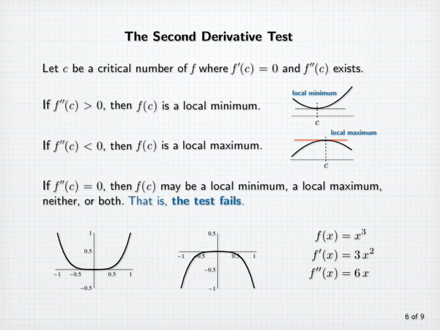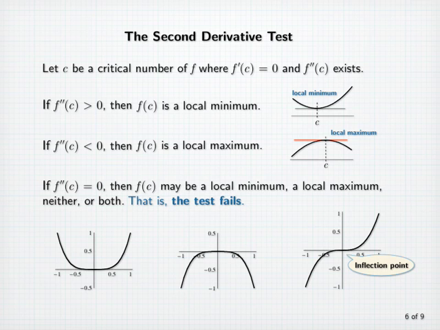If f of x equals x cubed, then f' of 0 equals 0, and f" of 0 is also 0, but in this case, f of 0 is neither a local maximum nor a local minimum. Notice that the graph is concave down to the left and concave up to the right, so (0, 0) is an inflection point. For an example where f of C is both a local maximum and a local minimum, we only need to consider any constant function.